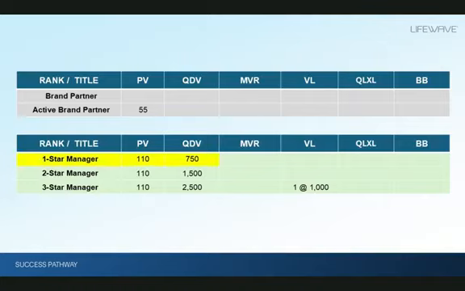There are only two requirements for a one-star manager, which is 110 PV and 750 QDV. For a two-star manager, the requirements are 110 PV and 1500 QDV. To achieve the rank of a three-star manager, there is an additional requirement needed. You will need to achieve 110 PV, 2500 QDV, and at least one volume leg with minimum of 1000 TDV.